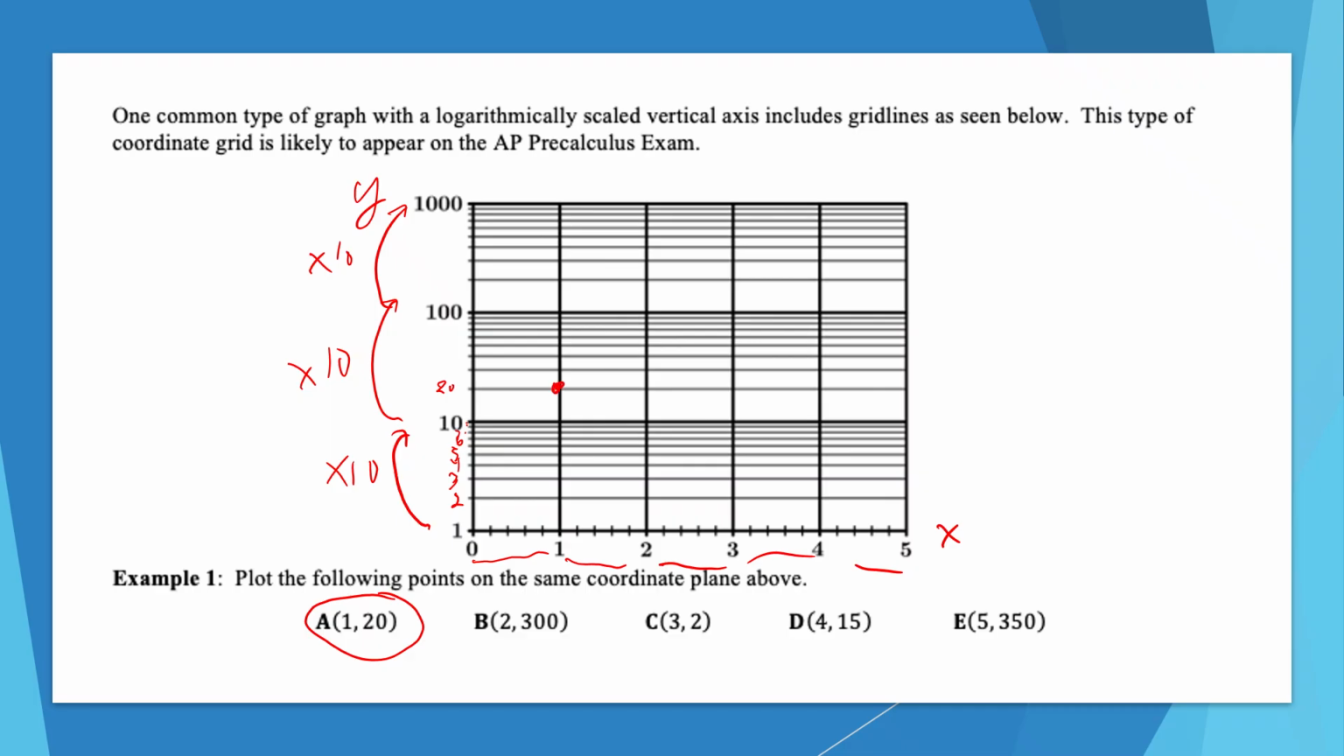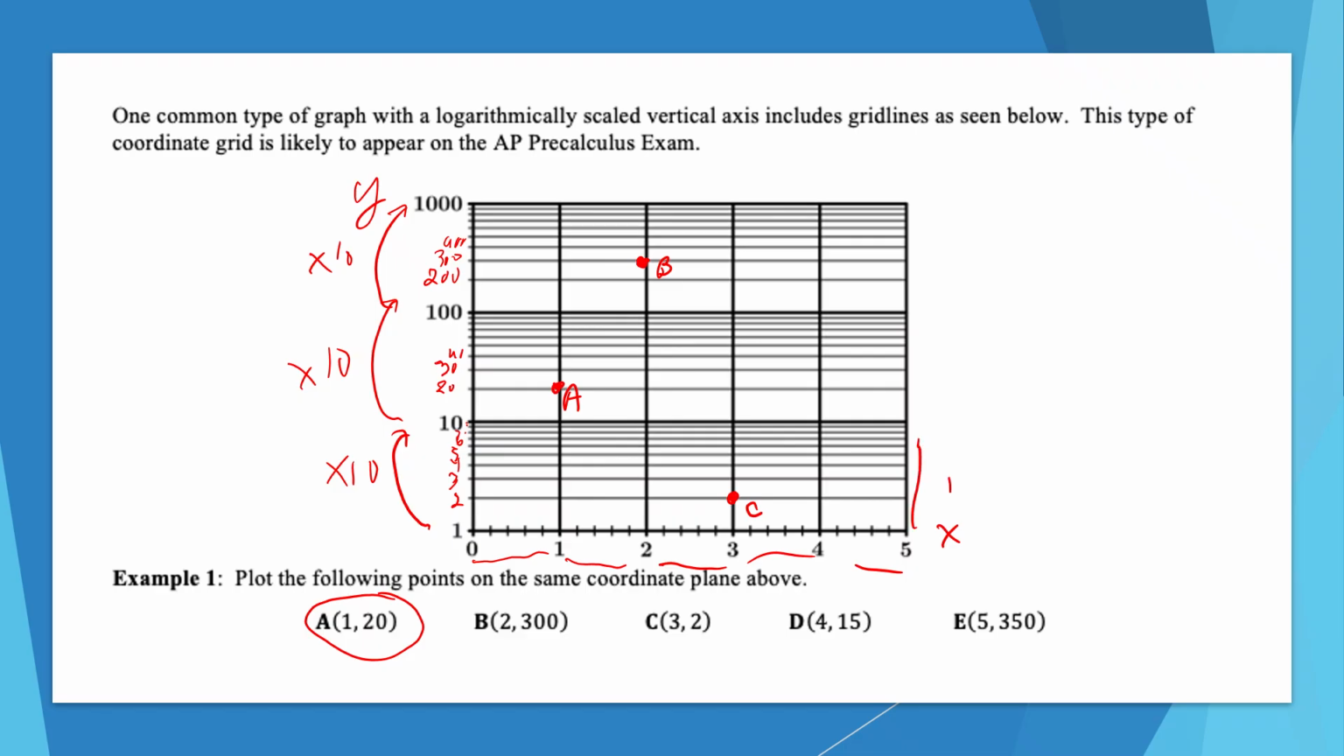So 20 should be the next mark up because each jump is going to be 10. So this is going to be point A. This is 20, 30, 40, and then this right here is like 200, 300, 400. So now 2 comma 300 is going to go in the 2 column, and then 300 should be 100, 200, 300 right here. So this should be point B. C is 3 comma 2, so this is 1, and then going 1 up is right here, so that should be C.